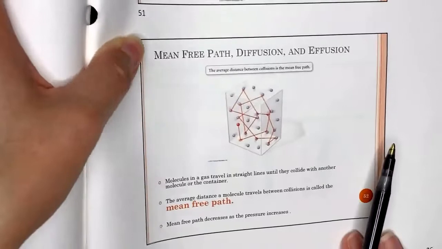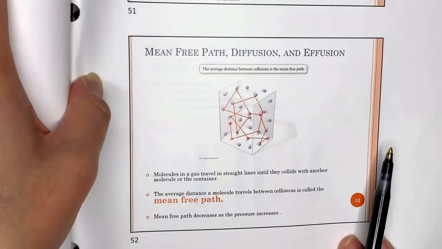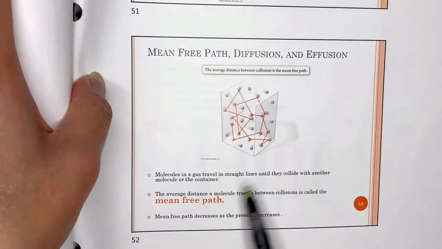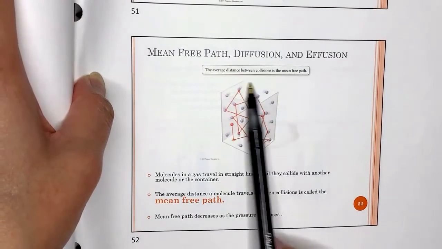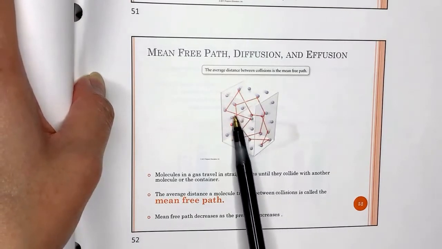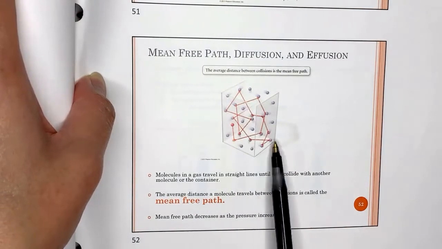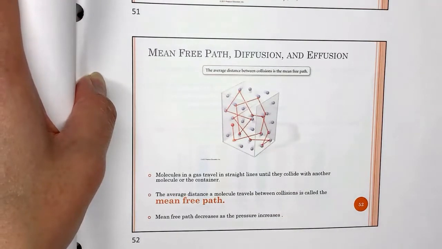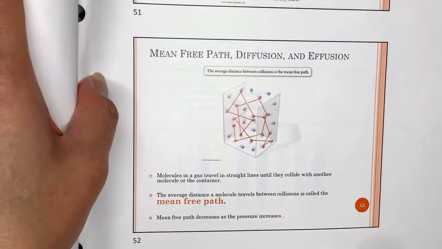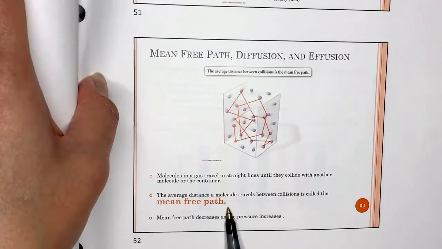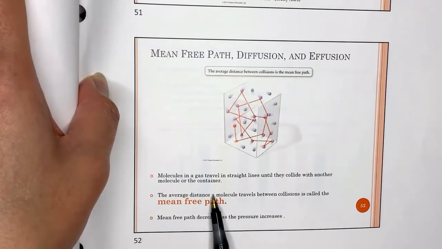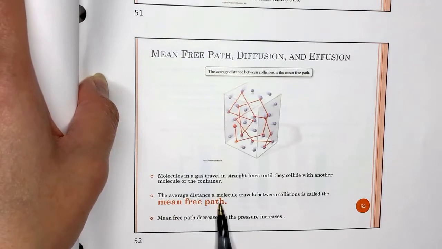All right, the next part we want to talk about is mean free path. When you have molecules of gases in a container like that, they will always be running around. Now, how long it takes to run around before it hits somebody is called the mean free path. Okay, the average distance a molecule travels between collisions, so before it hits somebody, or in between hitting things. It's called the mean free path.